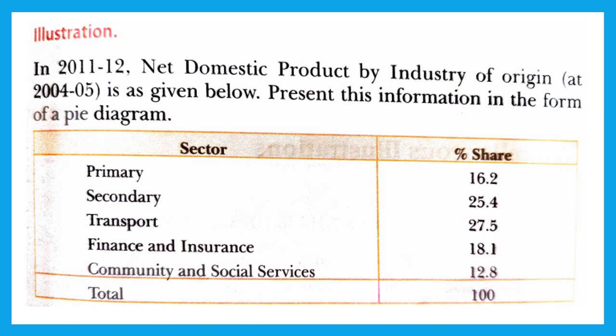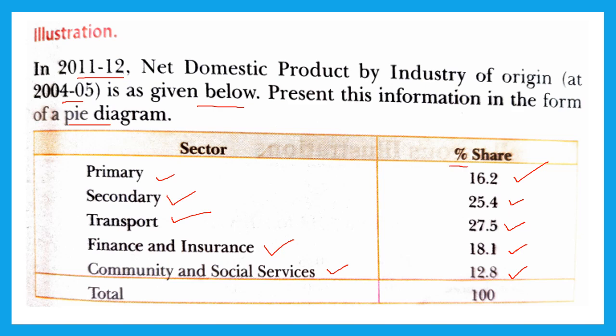Now have a look at our example. In 2011-12, the net domestic product by industry of origin at 2004-05 prices is as given below. Present this information in the form of a pie diagram. The sectors are primary, secondary, tertiary, finance and insurance, and community and social service. Their share of contribution is shown by 16.2 percent, 25.4, 27.5, 18.1 and 12.8. This is the percentage share.